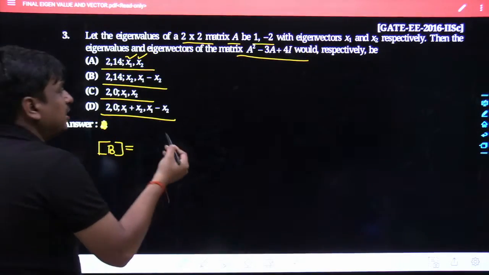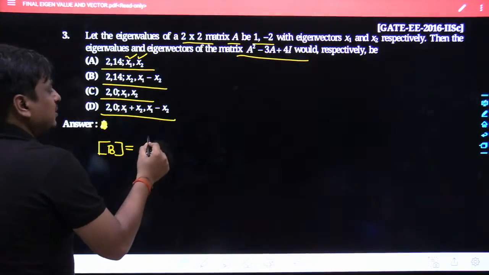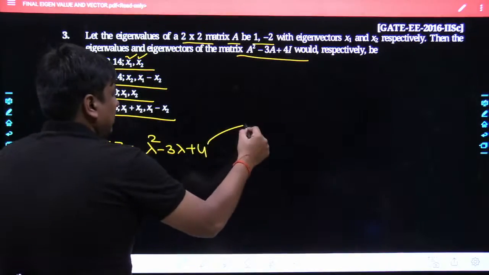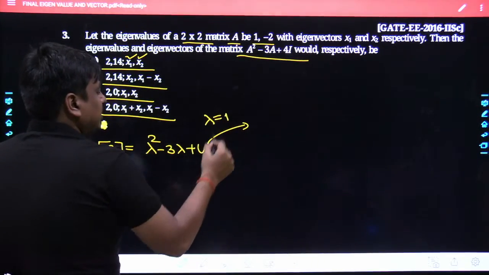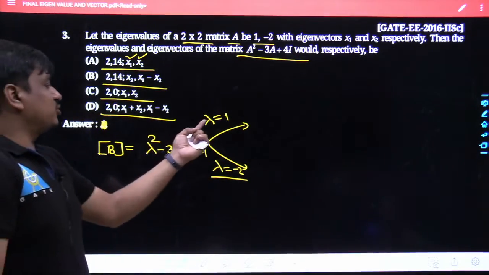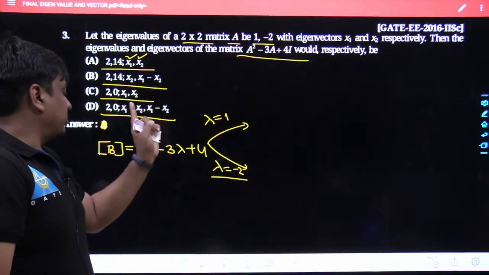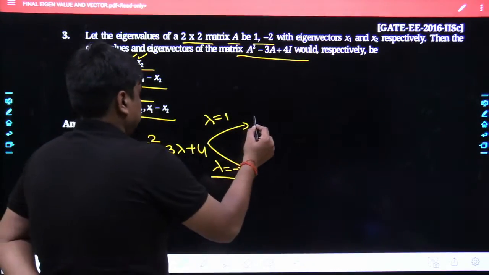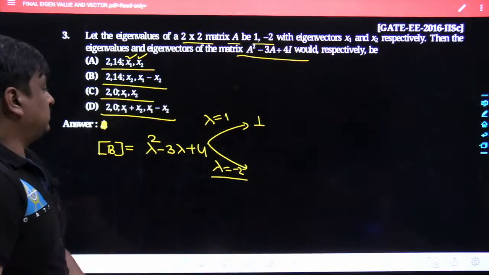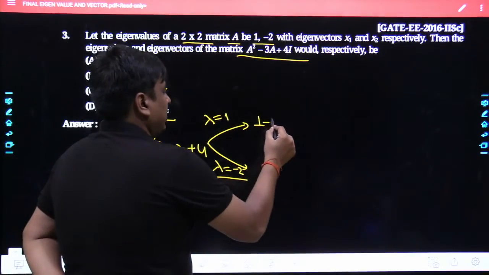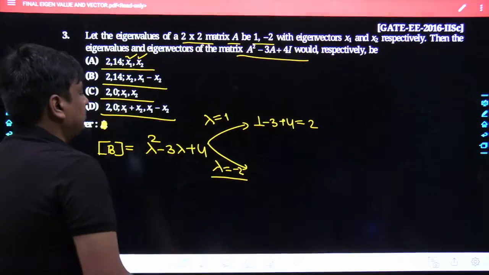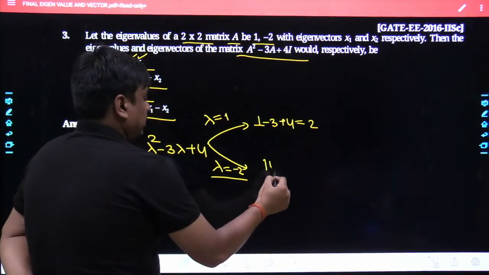What would be its lambda? The lambda can be related with the earlier lambda, which would be lambda square minus 3 lambda plus 4. So you have two different lambdas. First you keep lambda equals 1, and second you keep lambda equals minus 2. Once you keep lambda equals 1, it becomes 1 minus 3 plus 4, which is 2. Is that part clear? Similarly, once you keep lambda equals minus 2, you will get the answer as 14.